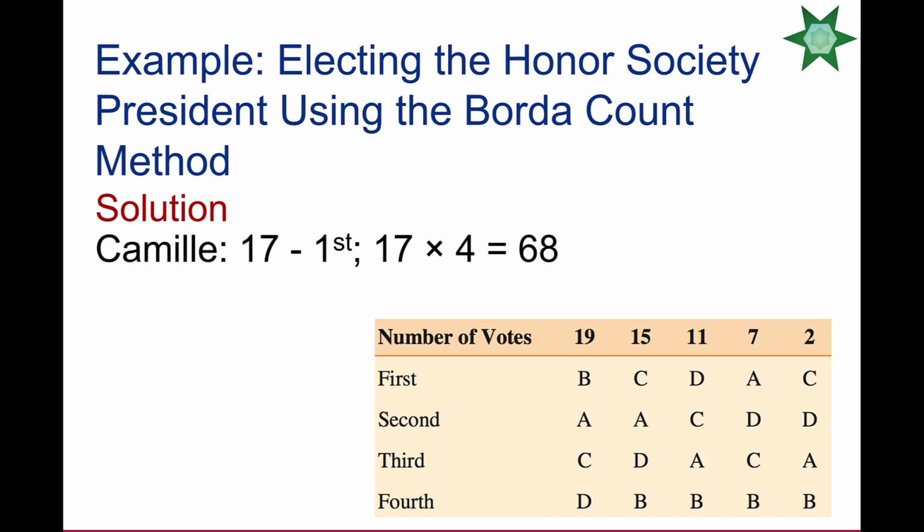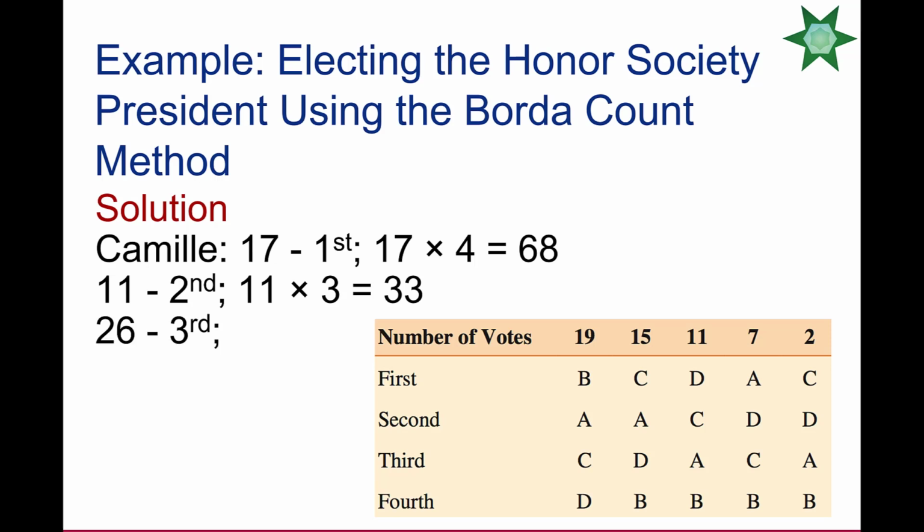Let's look at Camille. Camille has 17 first place votes that are worth 4 points each, or 68 points. She has 11 second place selections, and those are worth 3 points for 33. For third place, she has 26, which are worth 2 points, and she doesn't have any last place selection, so she's got a total of 153 points.